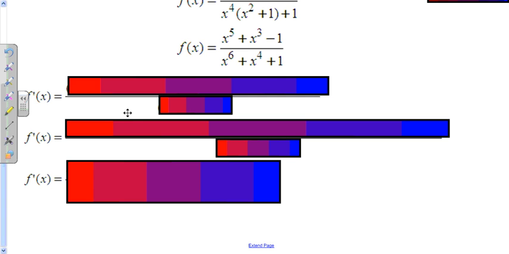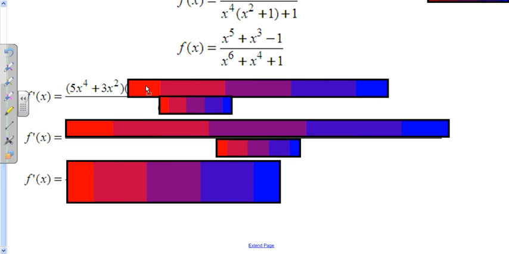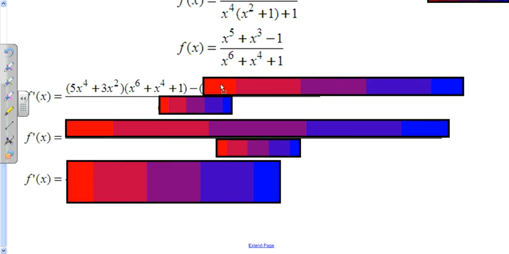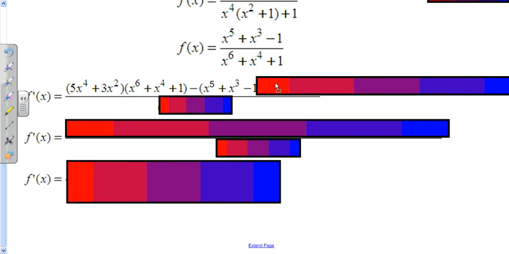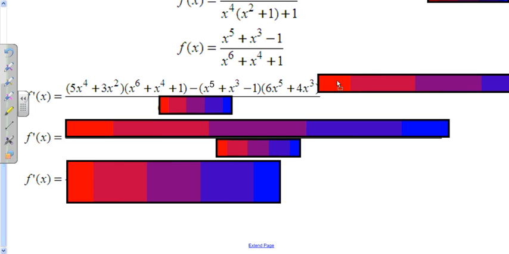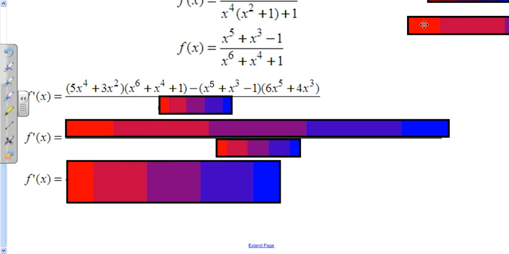So your quotient rule says derivative of the top times the bottom minus the top times the derivative of the bottom over the denominator squared.